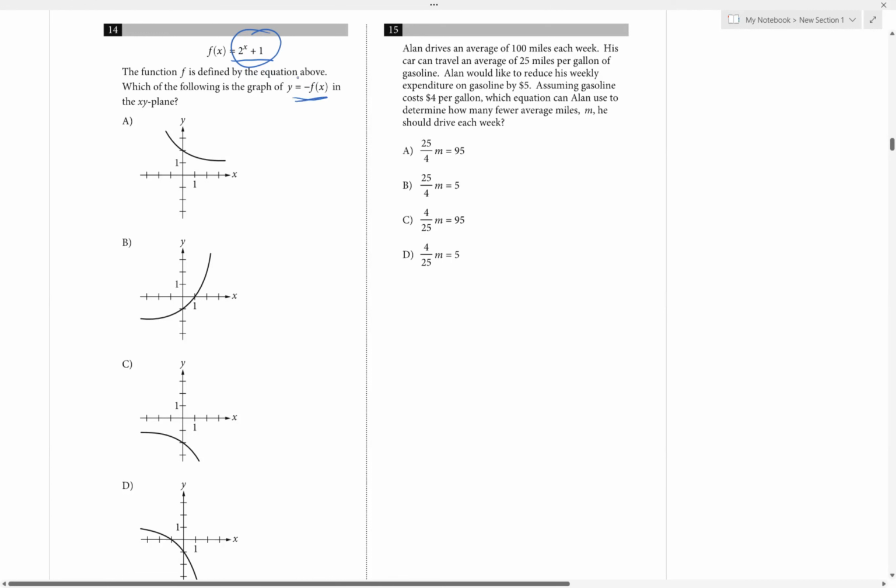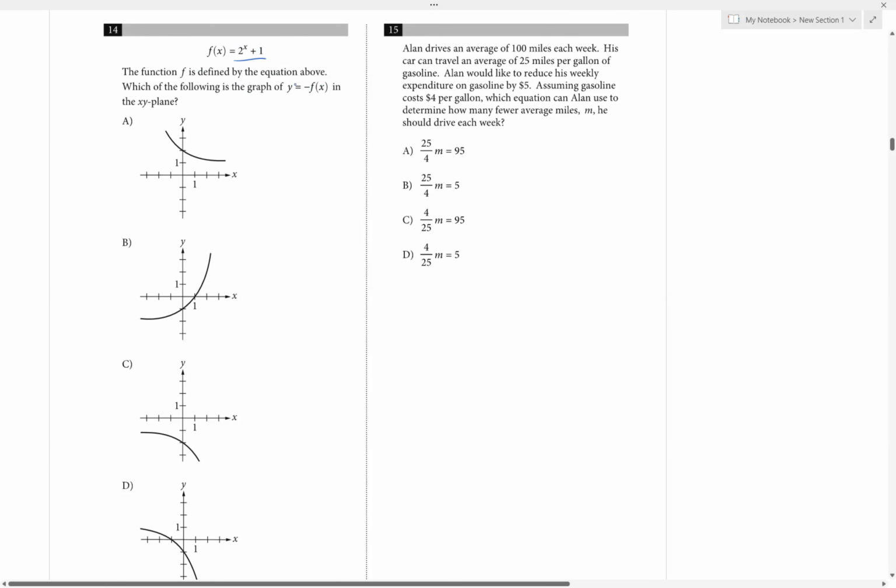So we're trying to figure out which one is negative f of x. If you have a negative in front of the function, that will be a reflection. The whole graph will flip over the x-axis, because the negative in front is a reflection over the x-axis. Another approach is to find the equation for the new function first, and then try to match it with a graph. So let's do that.